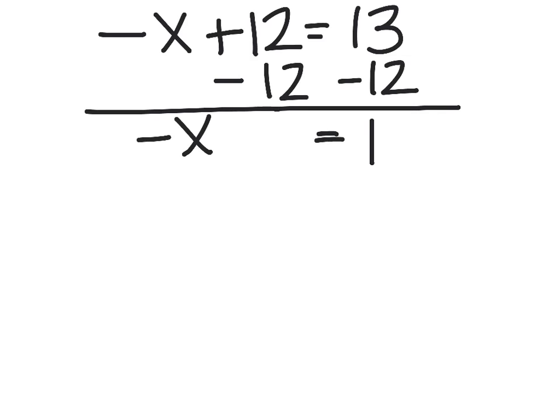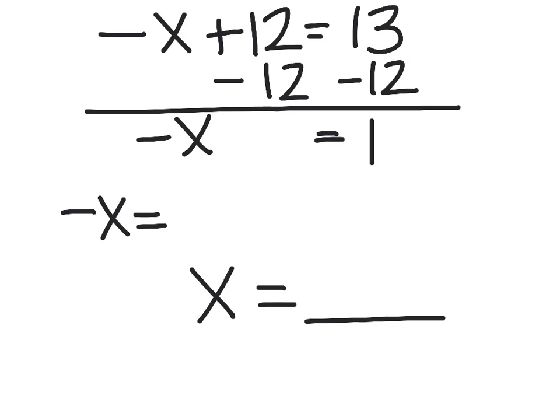I'm so close. The thing is, I don't want this negative. In the end, I want just a normal positive x equals something. So I need to get rid of this negative. I can't just cross it off. I have to do something with the negative. When I have negative x, that's the same as negative 1 times x. So instead of a negative x up here, I can actually change it to negative 1 times x.